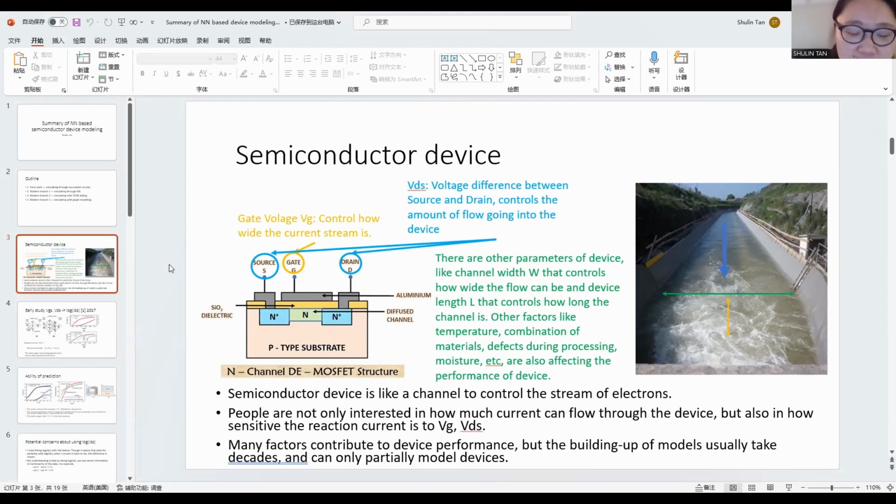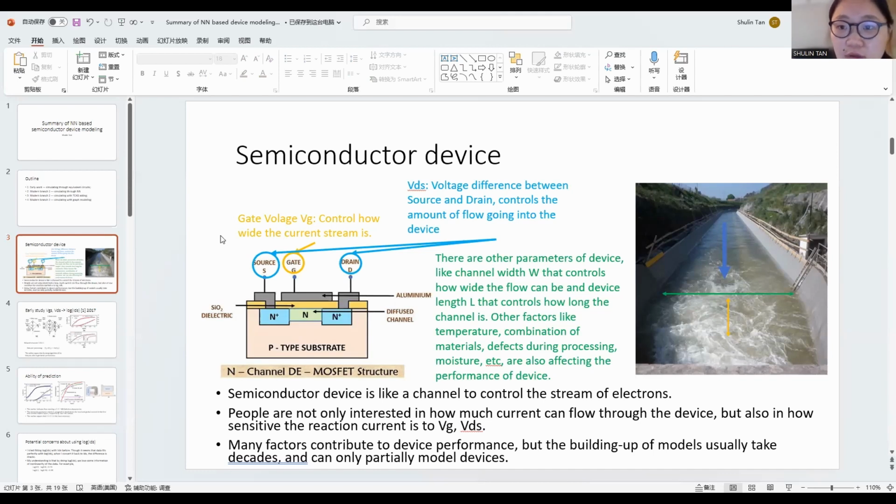And I think what's challenging is that these parameters actually have different levels of effect on the current. So parameters like source voltage and drain voltage usually affect how much current you get with a magnitude of 10 or 20.